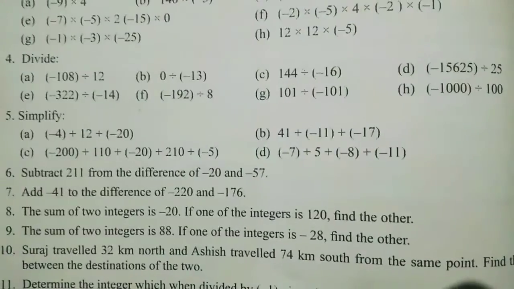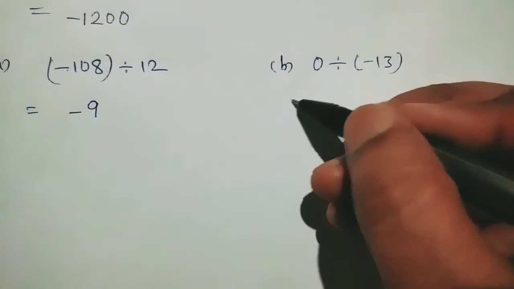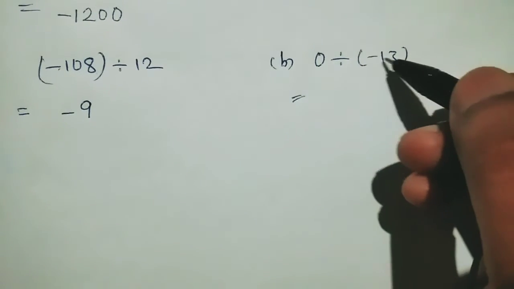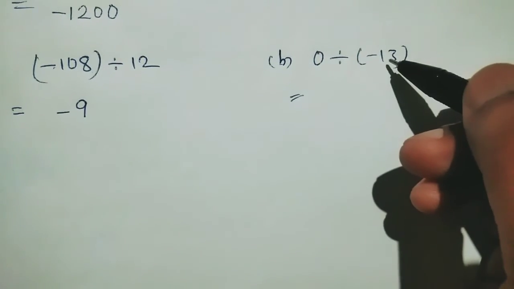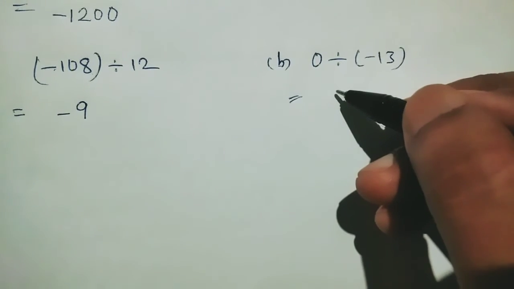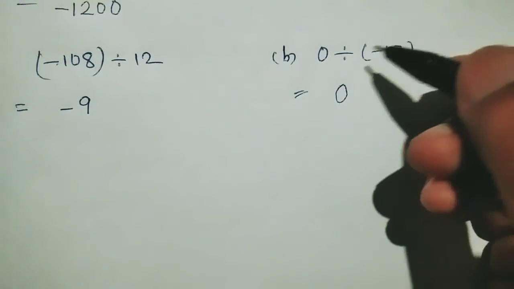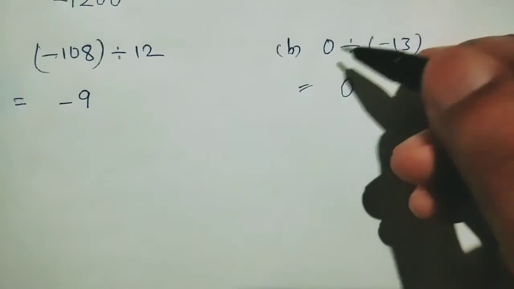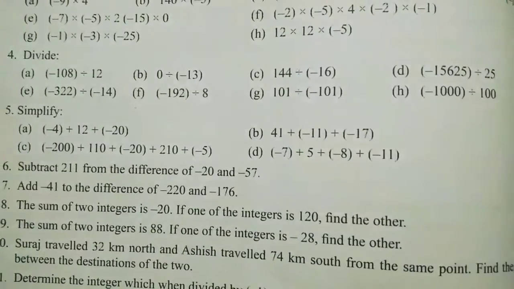Very easy. Now next B number, 0 divided by minus 13. So students, you know the 0 divided by minus 13. So I told you already that 0 divided by any number is always 0. Understood? So answer is 0 only, and there is no question of putting the sign, because 0 is a neutral number. It does not have any sign. Okay.